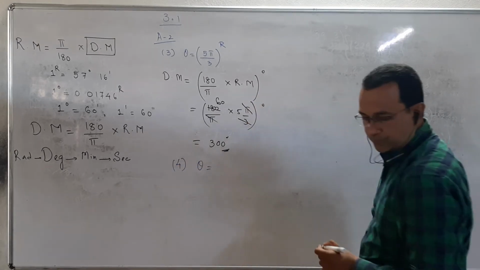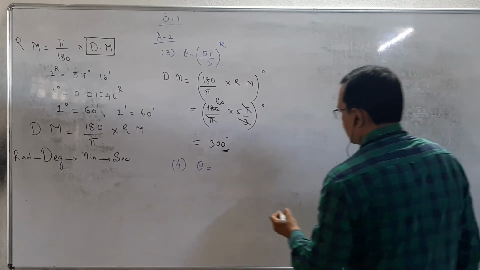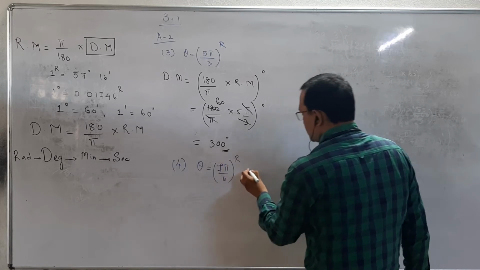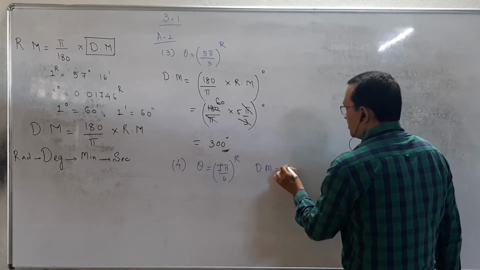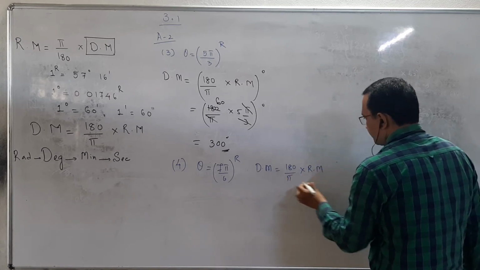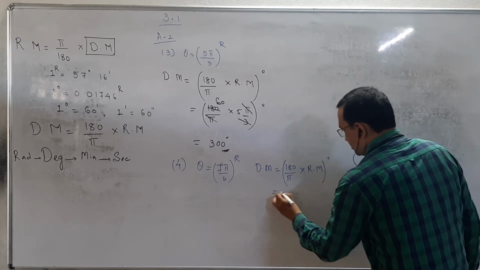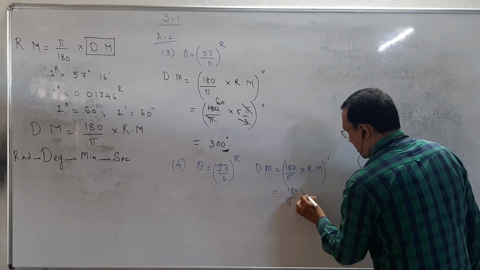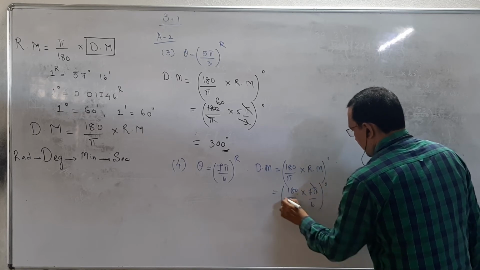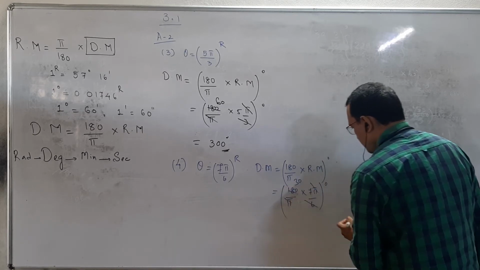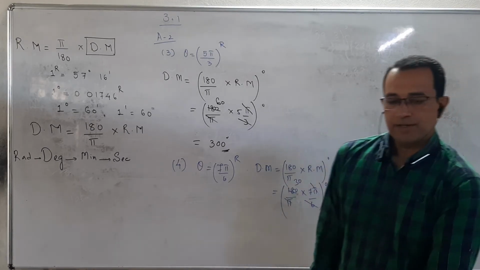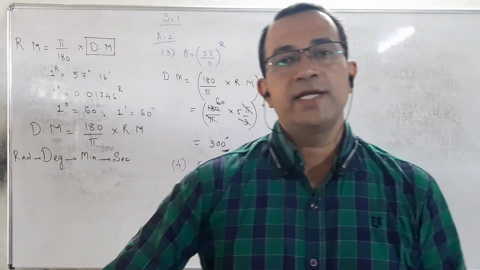Theta is 7 pi by 6 radians. So students, this is written as degree measure is equal to 180 by pi into radian measure, so this is 180 by pi into 7 pi by 6. Pi and pi cancel. 6 thirties are 180, 30 sevens are 210 degrees. That's all. Very simple, students.